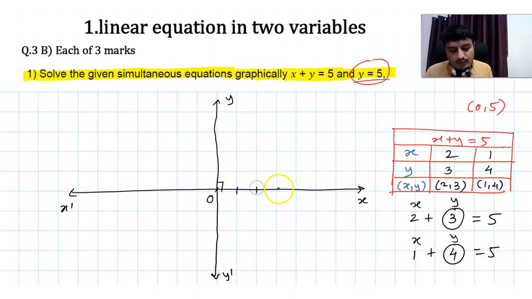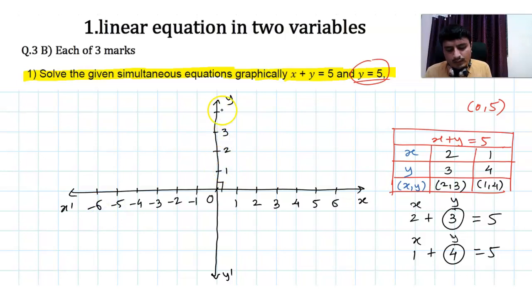Towards the right of the origin we have unit places that are equally distributed. All are positive integers like 1, 2, 3, 4, 5, 6 and so on. Towards the left of the origin we have unit places that are equally distributed, having negative integers like -1, -2, -3, -4, -5, -6 and so on. Vertically upward we have all the positive integers 1, 2, 3, 4 and so on. Vertically downward we have all the negative integers like -1, -2, -3, -4 and so on.